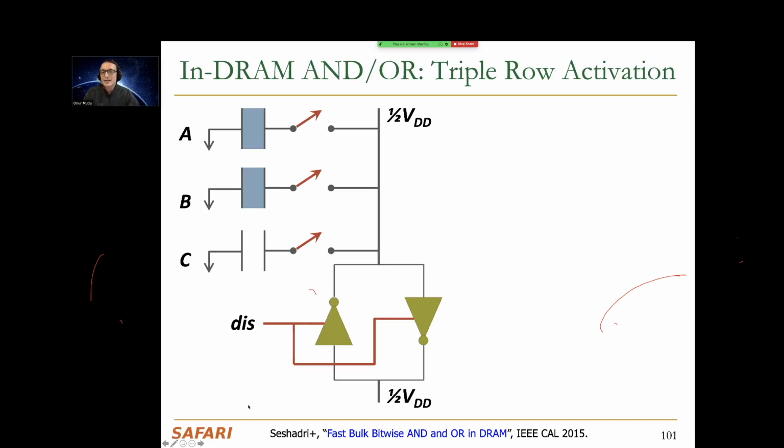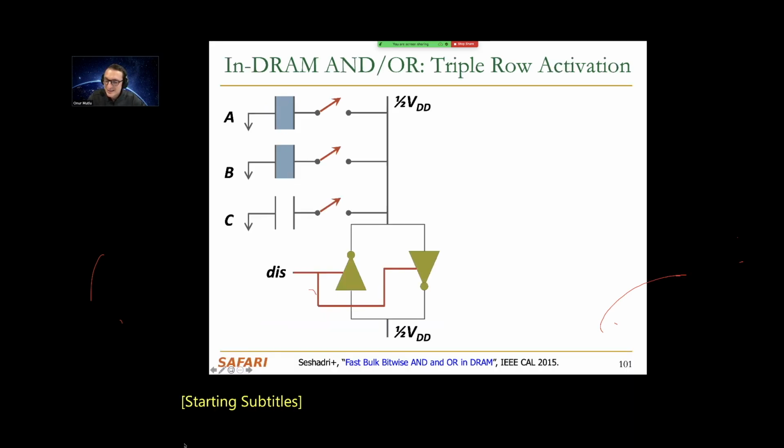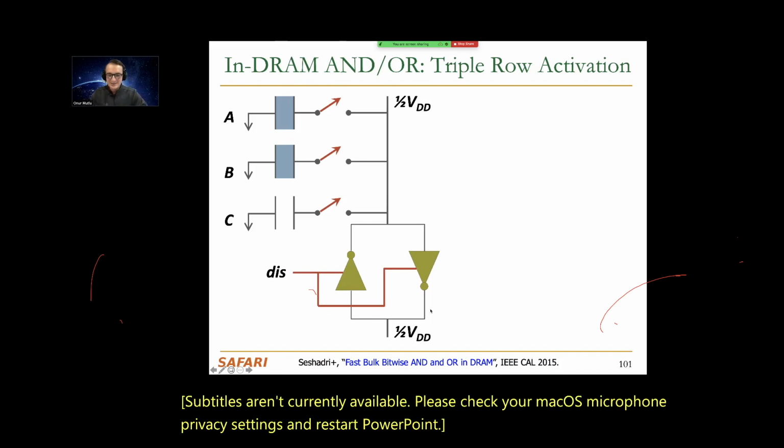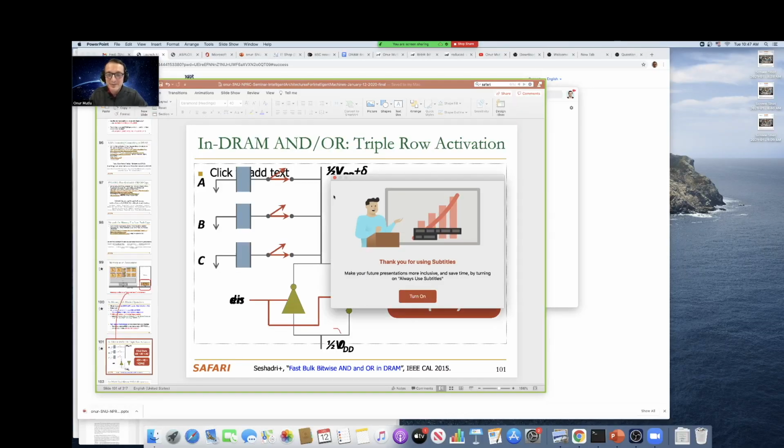Okay, so let me go over this triple row activation. I see some things on the screen. I hope I didn't do those. But anyway, I don't know how to remove those. Let's see. Subtitles. I don't want to do that. Don't allow. Okay. Subtitles are not available. Sorry.